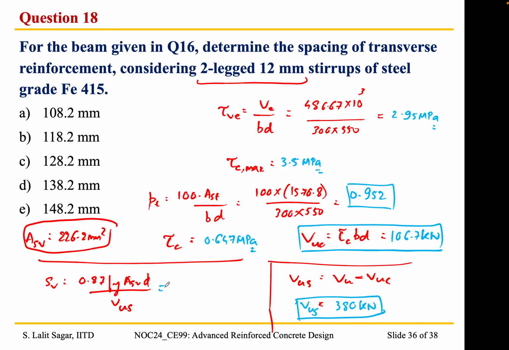Moving on, when we plug in the values here, 0.87, Fy as 415 MPa, ASV as 226.2, D as 550, and VUS as 380.9, we obtain the spacing as 118.2 millimeter. So option B is absolutely right. Option B is the right answer. Thanks for the response.